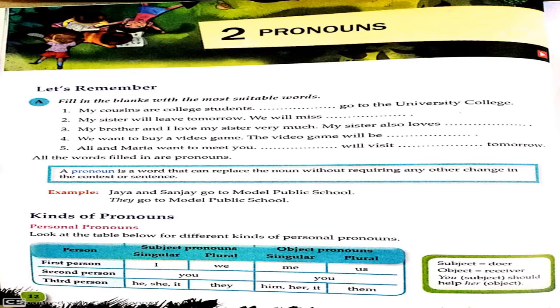We want to buy a video game. The video game will be ours. Ali and Maria want to meet you. They will visit you tomorrow. So these are the suitable pronouns to be used in the fill in the blanks. Now, all the words filled in are pronouns.